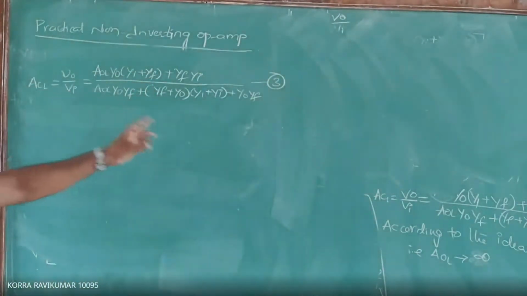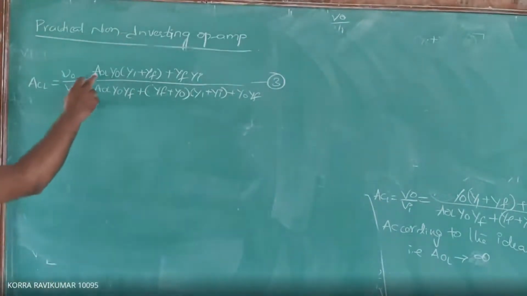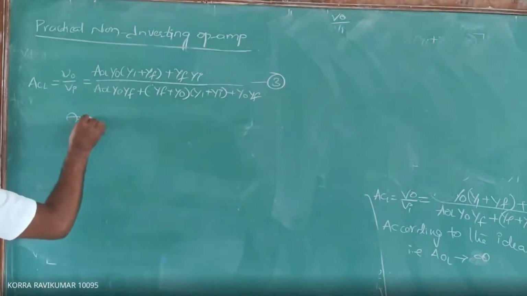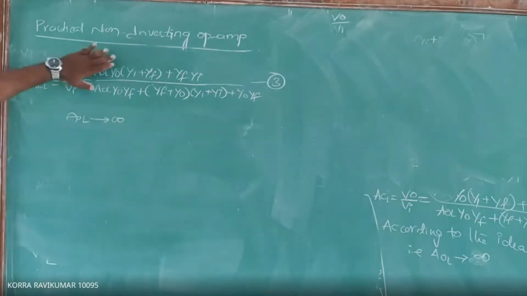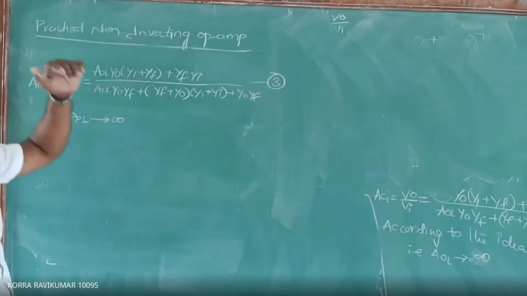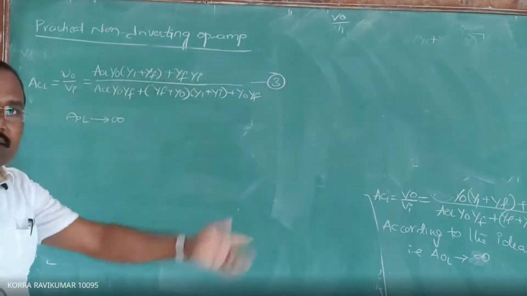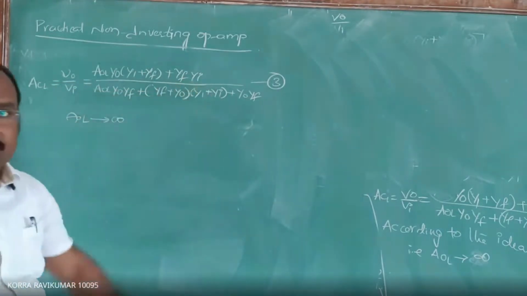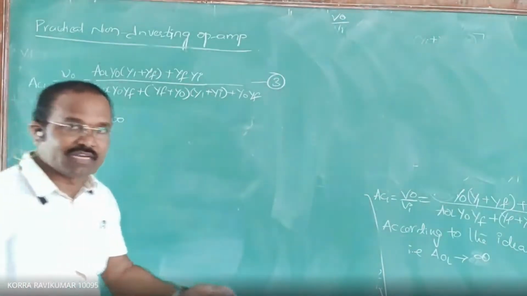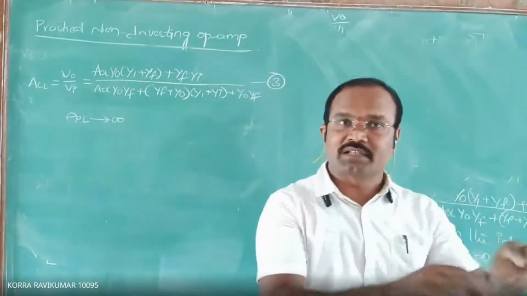Now, I said that according to the ideal characteristics of op-amp, the open loop gain value AOL is equal to infinite. If this value AOL into something is infinite, then infinite plus anything is infinite only. In the denominator also, AOL value is infinite. Infinite plus anything is infinite. The value of infinite will not change. Infinite plus 1000 is infinite only. Infinite plus 100 is also infinite.